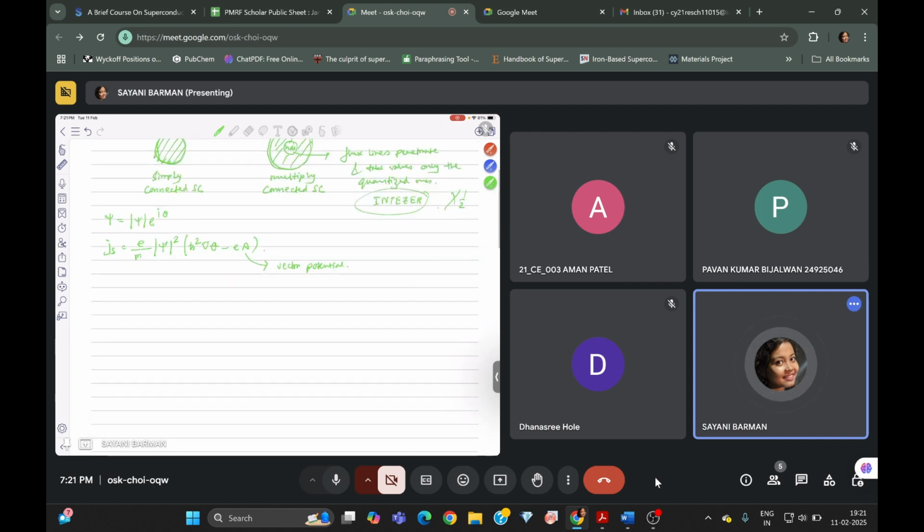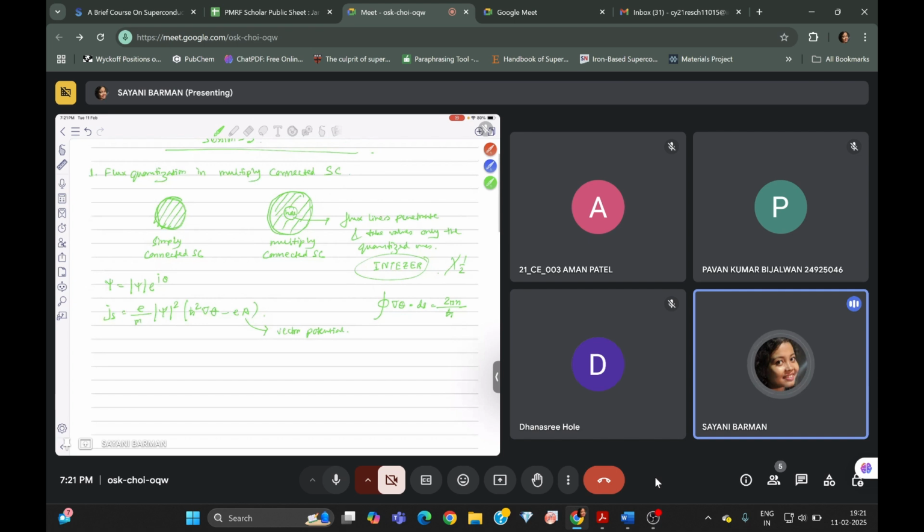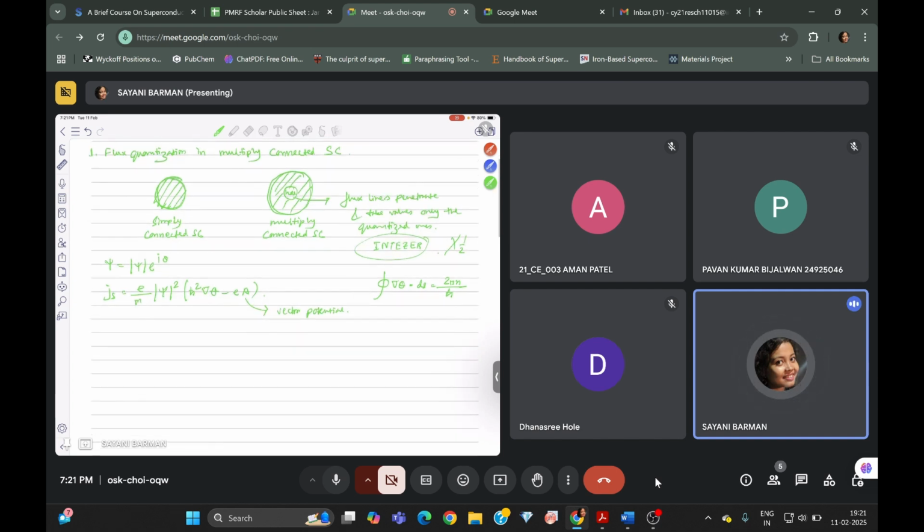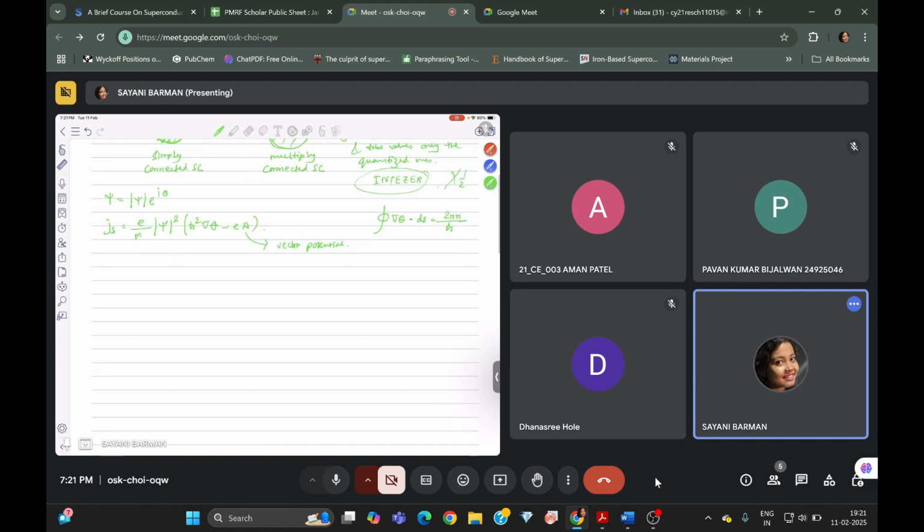Now, if we integrate around the loop using the Stokes theorem, then what will it be? We are integrating, right? So it will be around 2 pi n by h cross. Here n is just the integer, right? That is coming due to the single valued nature of the wave function that I just told. This is what a multiply connected superconductor means in terms of flux quantization.